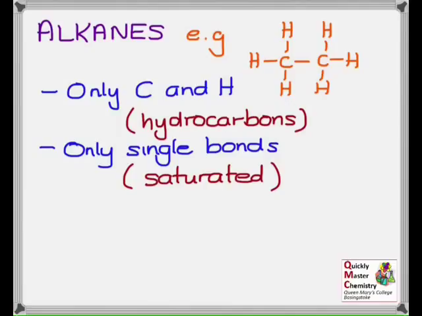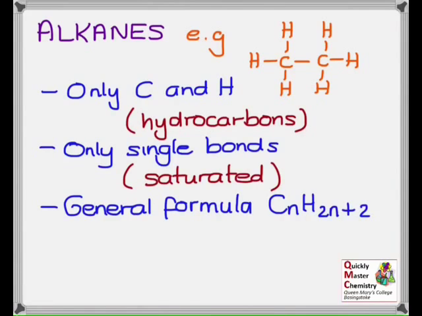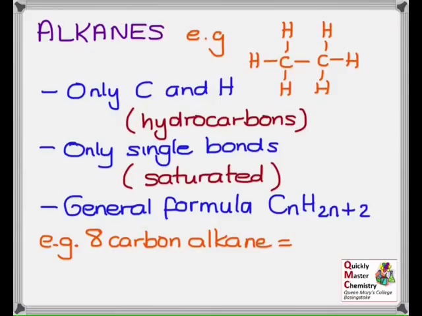We can also describe alkanes in terms of their general formula, and this fits the pattern CnH2n+2. The n here is simply the number of carbons, so however many carbons there are, n, there'll be twice that plus 2 hydrogens. Let's look at an example of that. So if we take an 8-carbon alkane, its formula will be C8, and so the number of hydrogens is calculated as twice 8 plus 2, so 16 plus 2, and that is 18. So C8H18.